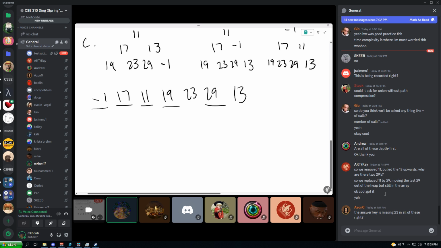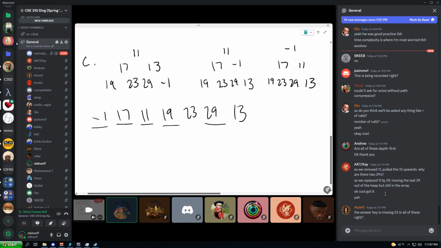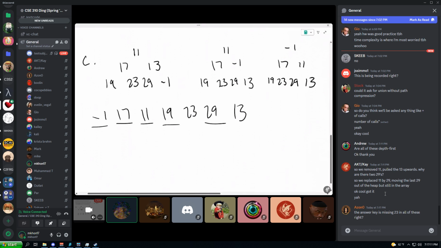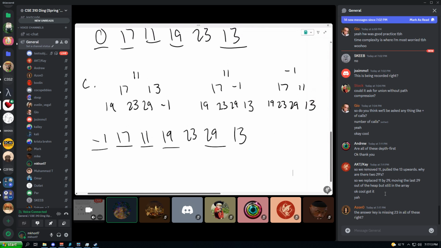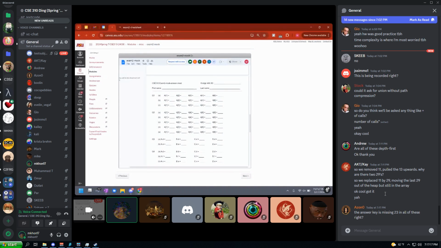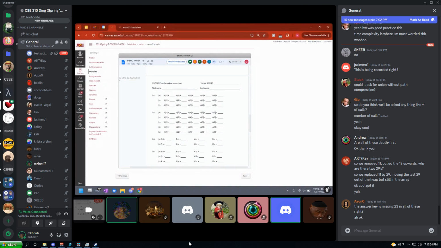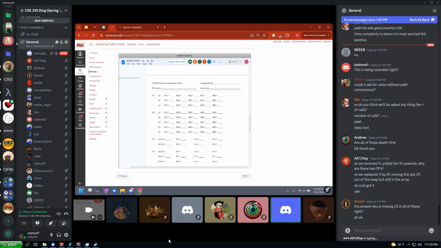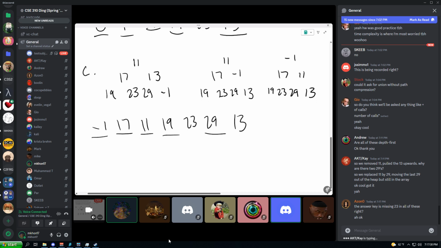The answer key is missing 23 in all of these, right? Yes, it is. 23 is the 5th element. In your answer sheet, it asks for 1, 2, 3, 4, and 6. It is ignoring the 5th entirely. So yeah. So there we go, and we got all of that going for us.